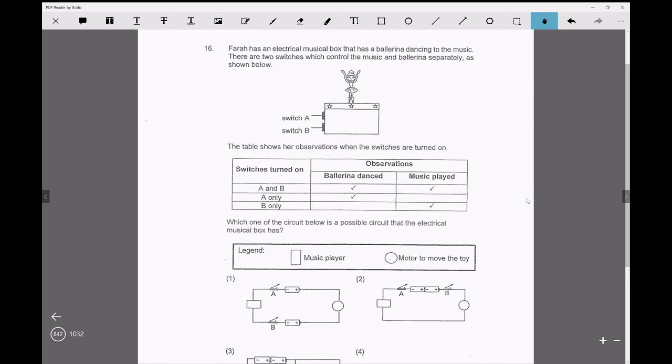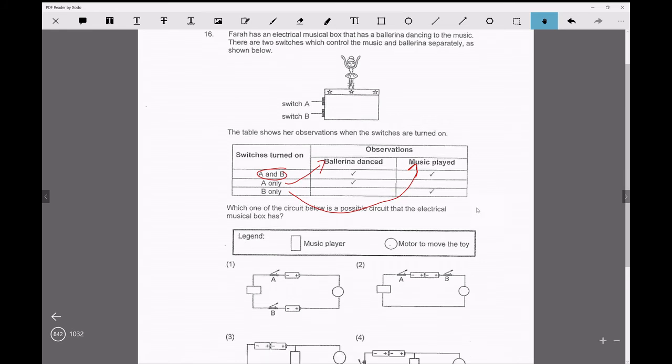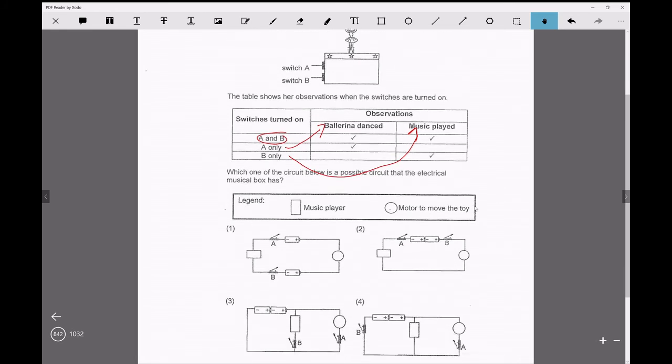As you can see, when you turn on the switch, meaning it's a closed switch, that means you have a closed circuit. So when you turn on switch A, only the ballerina runs. So A controls the ballerina, B controls the music. Of course, when you switch both on, both will also work. So remember, switch A controls the ballerina only.